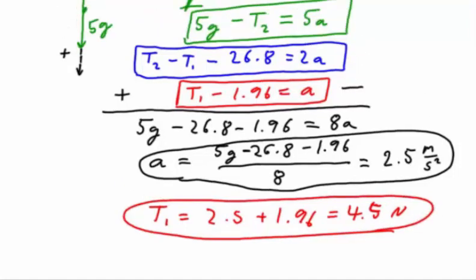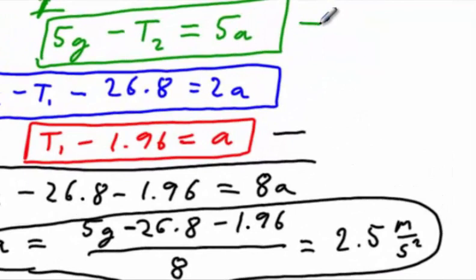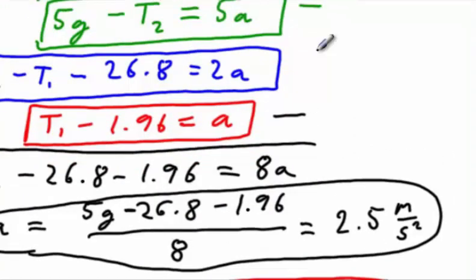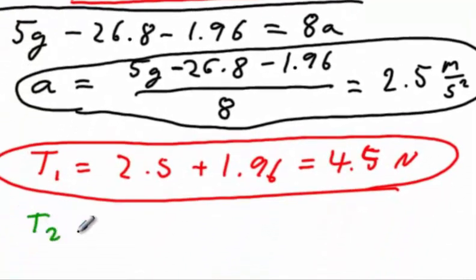And selecting the green equation, we can solve for tension 2. Tension 2 will be given by 5g minus 5a. And according to my calculations, I get 36.5 newtons.